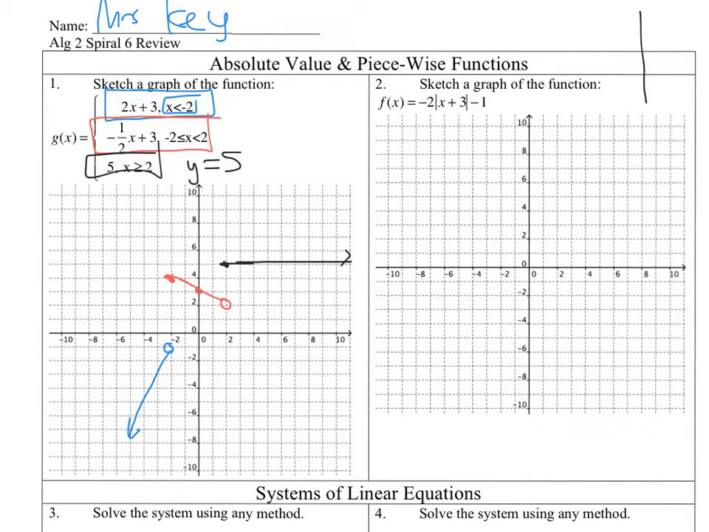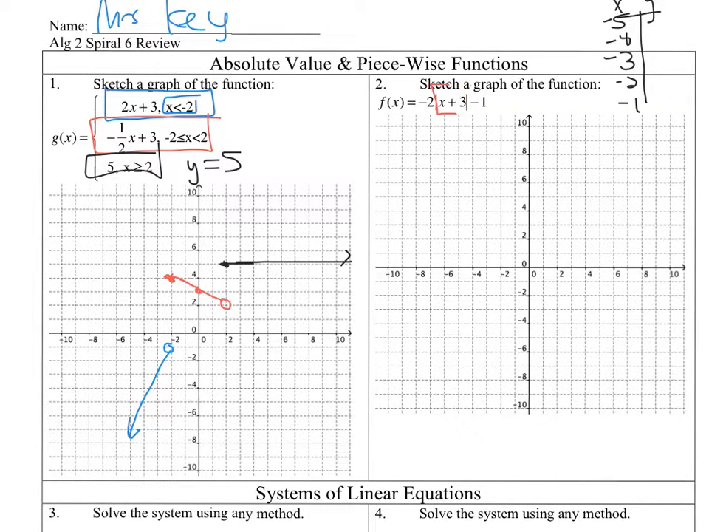I'm going to make me a table. Ooh, that'll be annoying on their video. And I'm going to worry about what makes the inside here 0. Negative 3 makes the inside 0, so that's going to go in the middle of my table. And I'm going to go 2 up and 2 down from there.